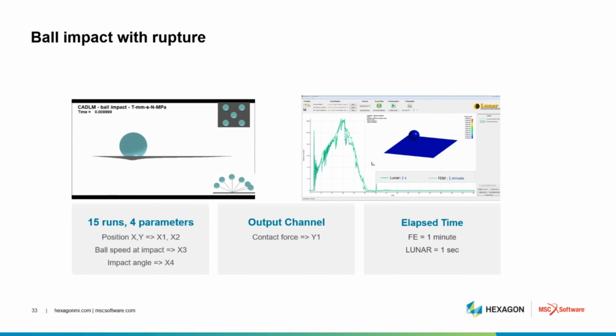Here is another example of ball impact with rupture. We had 15 runs as a training set for 4 parameters: position x1 and x2, ball speed at impact x3, and angle x4. And we are interested in the simulation output, contact force y1. So we can use this data to predict new results. For finite element it took 1 minute, Lunar 1 second.